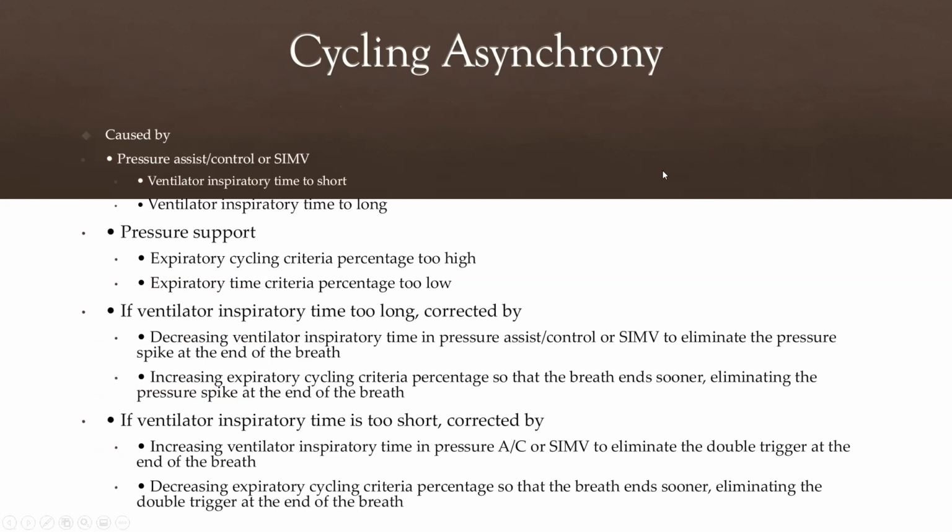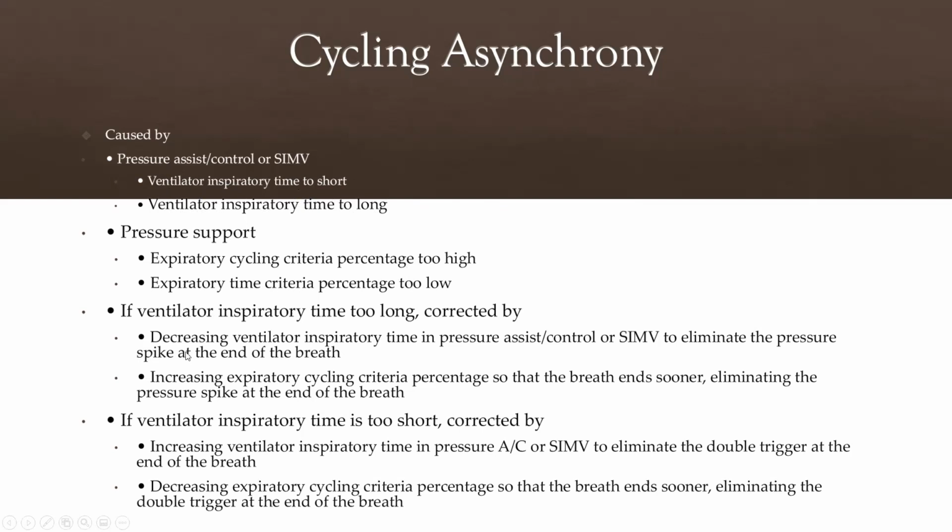So cycling asynchrony is how a breath ends. With a breath ending, of course, we always want to try to line up with how the patient is breathing. So if they have a quick inspiration, we want to set our I time to be quick like they're breathing in. And if they're breathing in slow, then they can use a little longer I time. But if we don't set it correctly, what can happen? So here it says the ventilator inspiratory time can be too short or it can be too long.